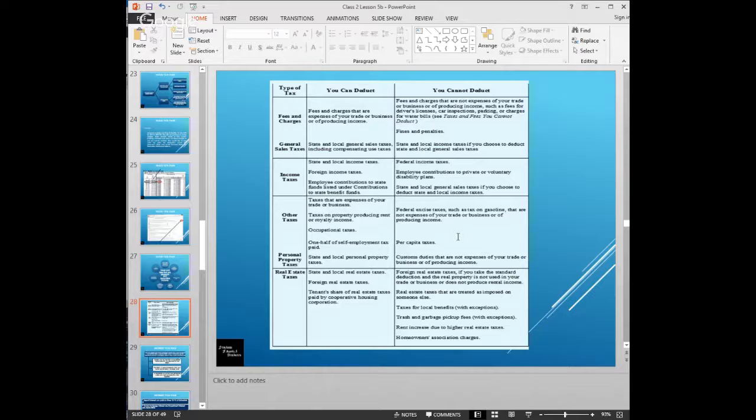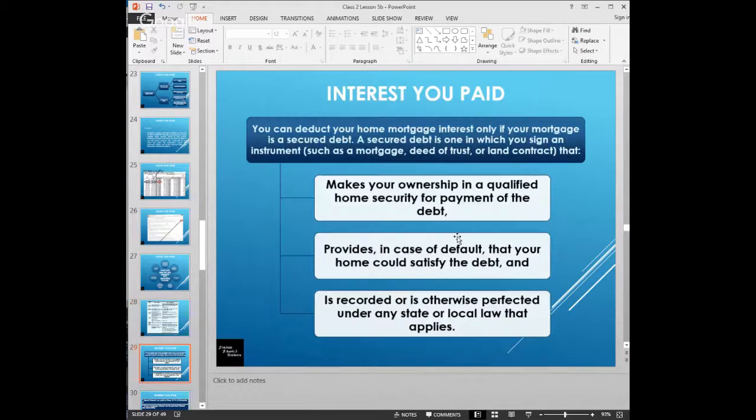And then real estate taxes, whether they're state or local or foreign, all of those can be deductible. Also, in many places where you are renting, they do allow for the individuals renting to have a portion of the real estate taxes taken off on their particular tax return.